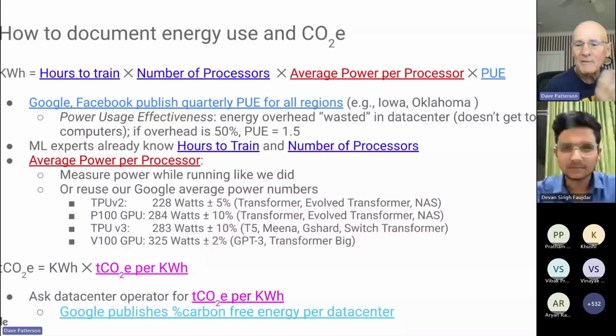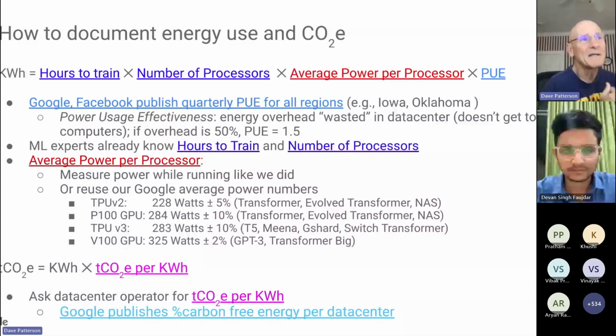And so when they first started this, the PUEs for data centers were 2.5. So it's like 150% overhead, and it's gotten much better over the years. Okay, but those three factors, and I'll show you some examples of what the average power is for TPUs and GPUs: hours, processors, average power, times the PUE of the data center, and that's the energy. How do you get the carbon emissions of it, these tons of carbon dioxide equivalent emissions? Well, you just multiply the energy by a factor, which is the carbon emission per kilowatt hour. And that is a function of how clean the energy is going into the data center.